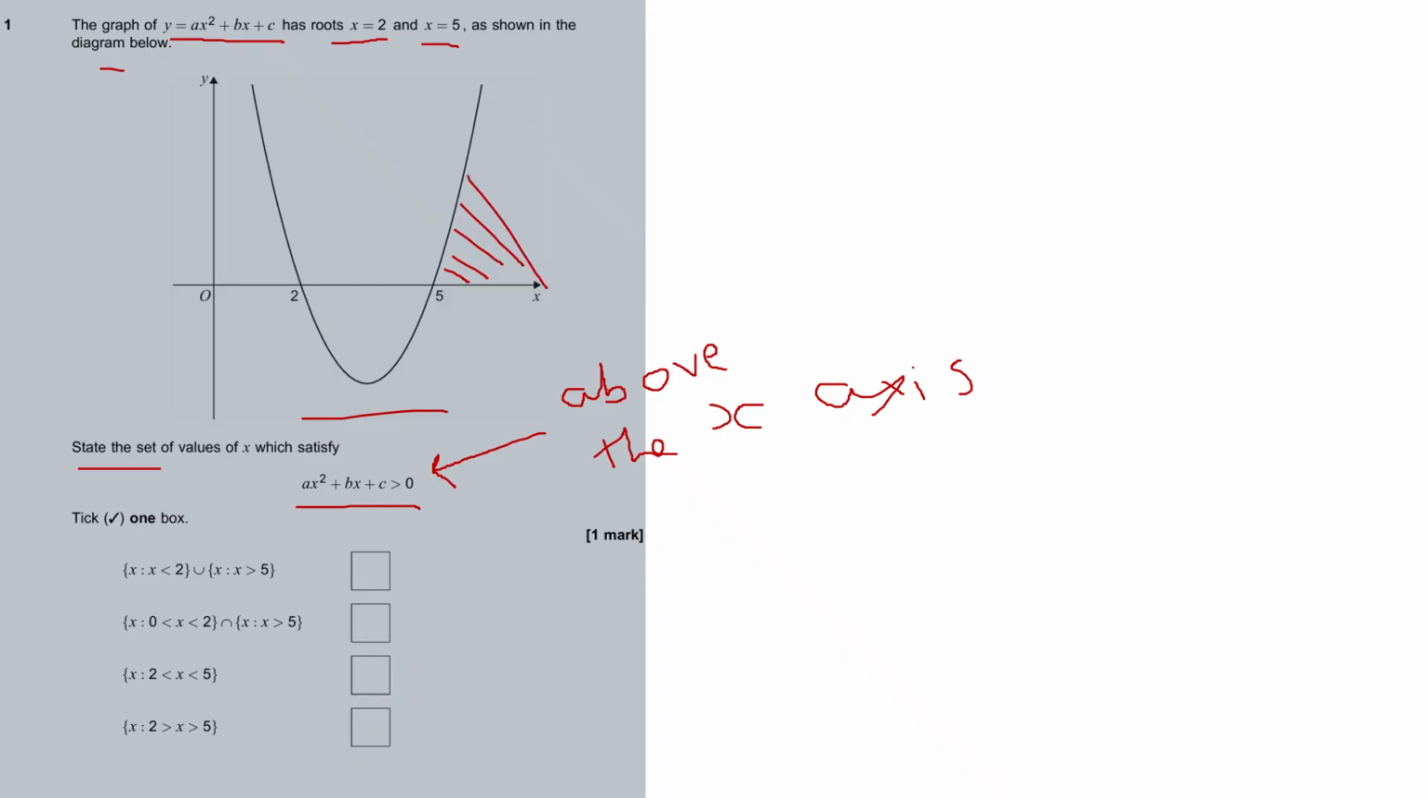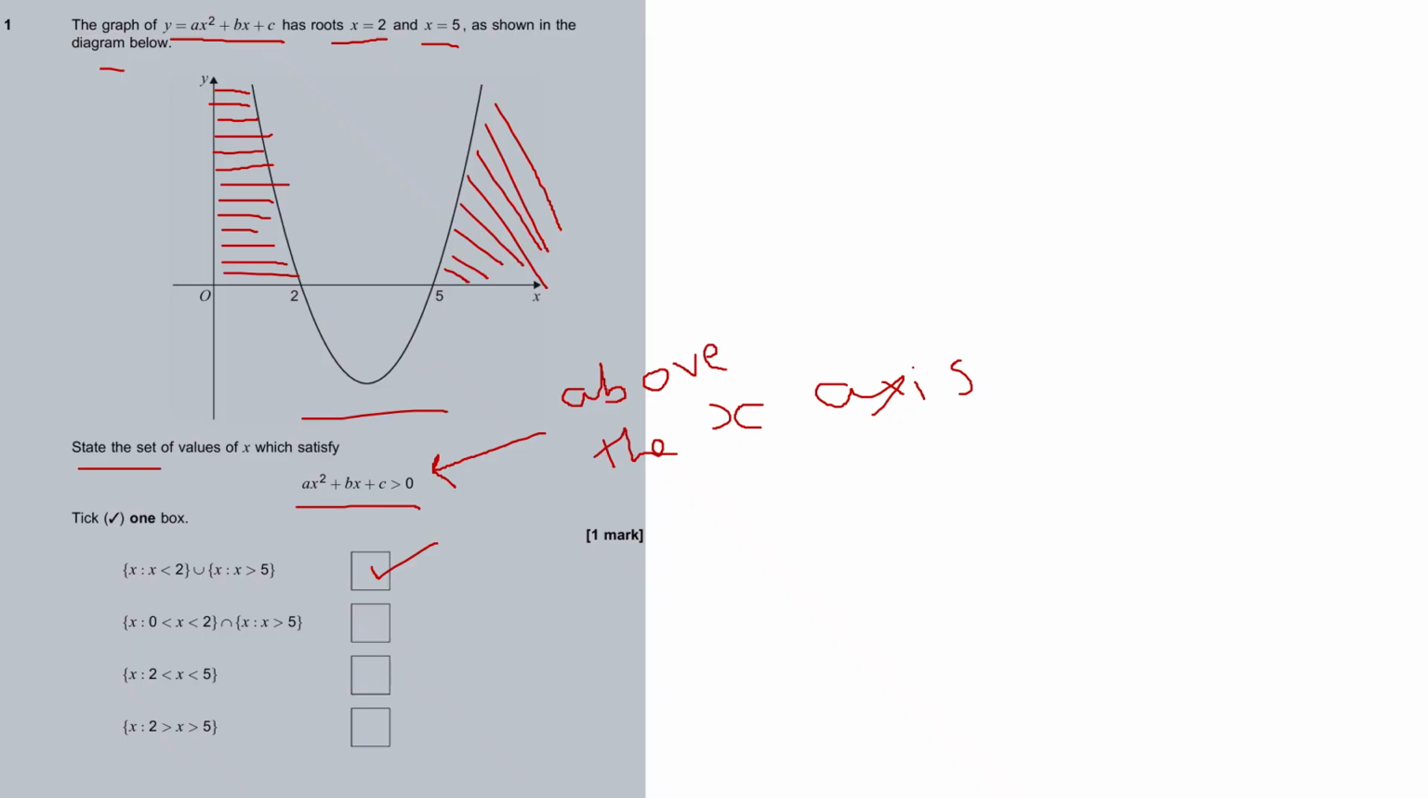This part of the graph is obviously greater than 0, so above the x-axis, and here is also above the x-axis. So it's above it, guys, when x is less than 2, and also when x is greater than 5. So it's bigger than 0 when it's above the x-axis. So let's see our options. When x is less than 2 or x is bigger than 5, so it is going to be that one.